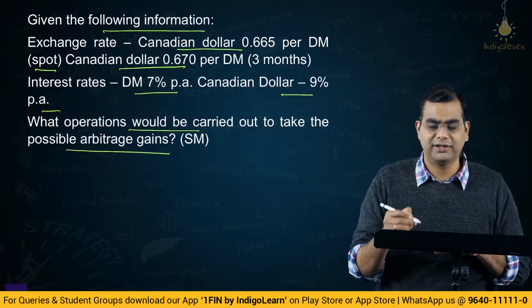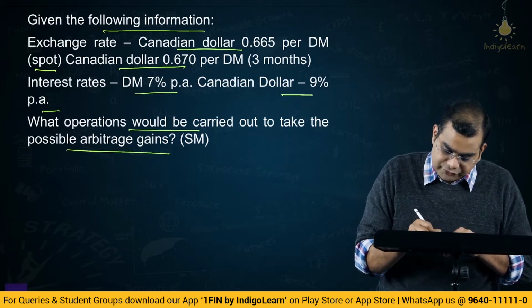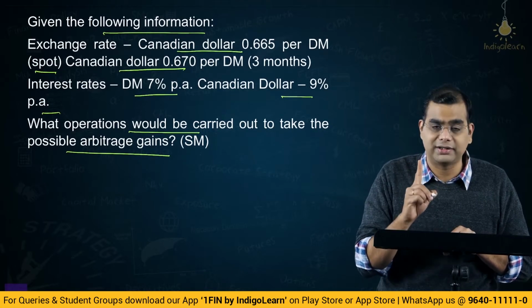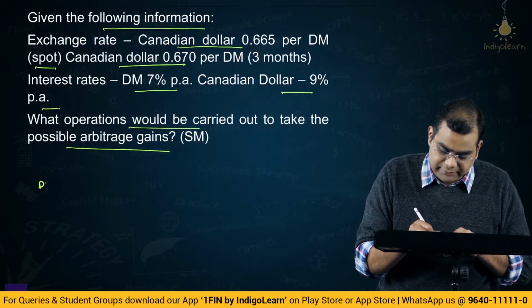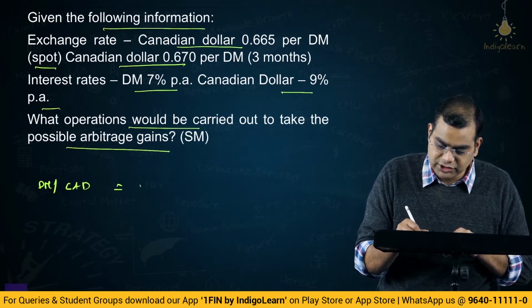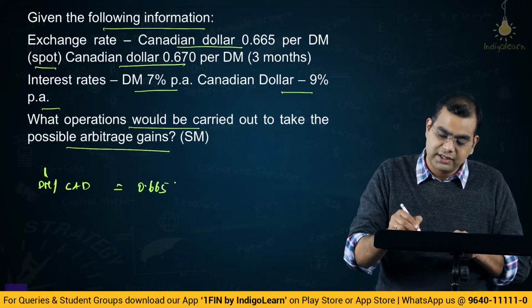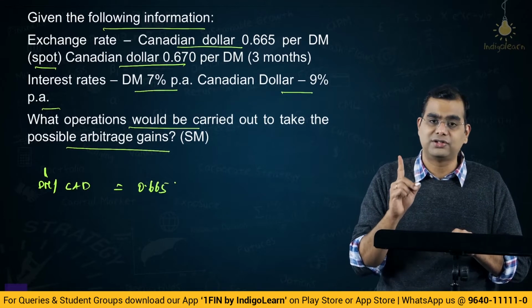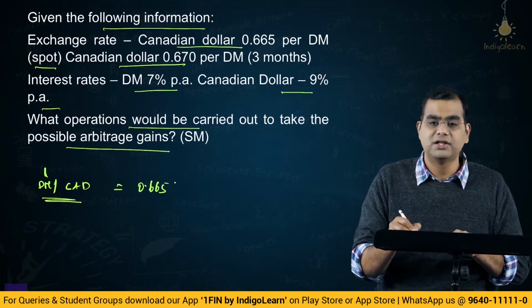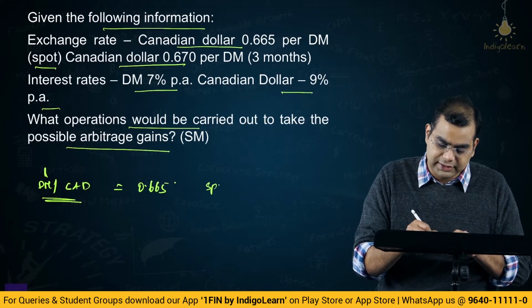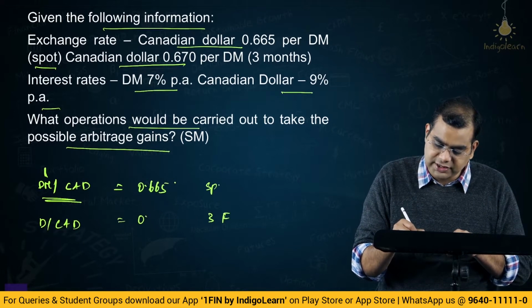Okay, so first let us write down the given data and then I'll explain to you a concept of how we should solve these kinds of problems. First, what kind of exchange rate is this? Per Deutschmark. If you are a Canadian citizen, then this is a direct quote, DM by CAD is equal to 0.665. Why? For 1 Deutschmark, how many Canadian dollars? Correct? Canadian dollar 0.665 per DM. Like 75 rupees per dollar, so we call it USD INR. Same logic applies here. So this is spot, then DM by CAD 3 month forward is 0.670.